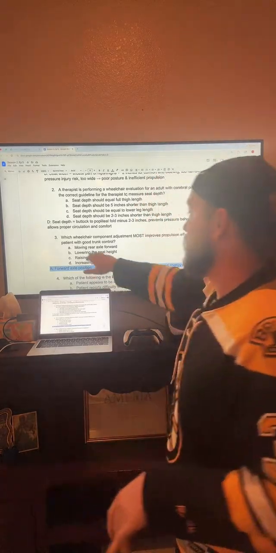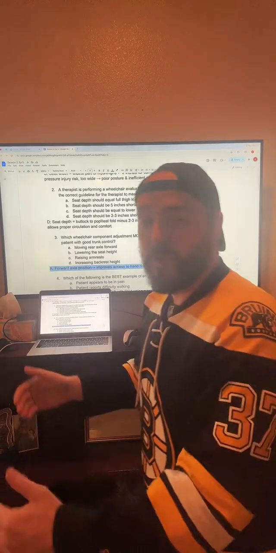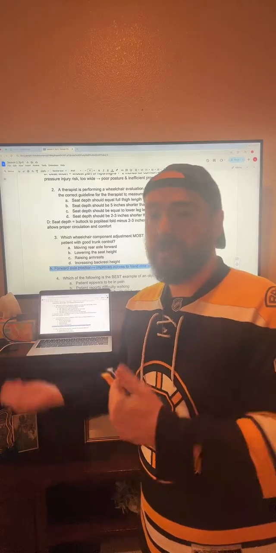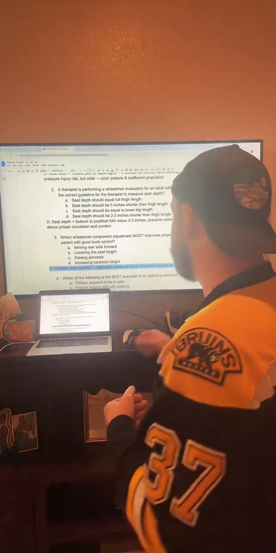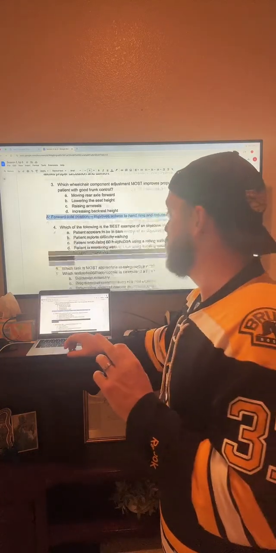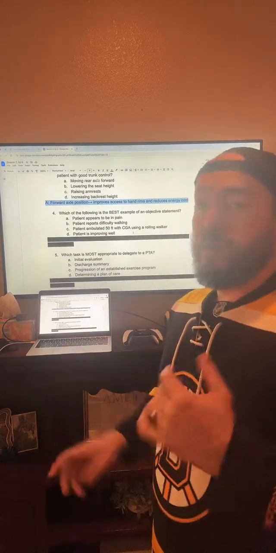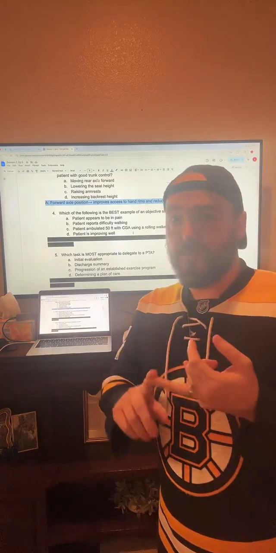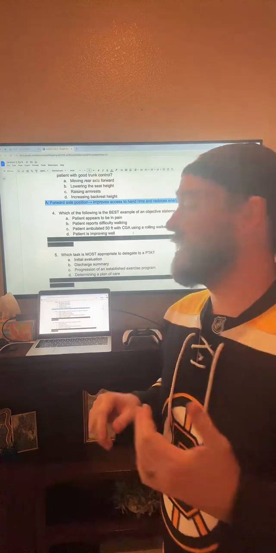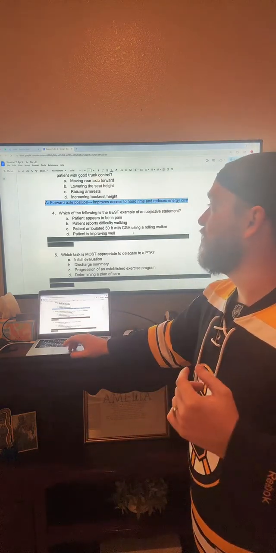And so as long as you've got your rear axle a little bit more underneath you, it's going to make it much easier and much more efficient for you to propel yourself in that chair. So that's number 3. Those are the wheelchair specific questions that I've got for today. The rest are going over documentation, PT versus PTA, responsibilities, and different things like that. So let's go ahead and jump into number 4.